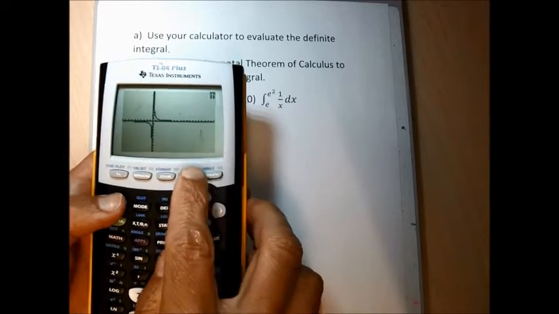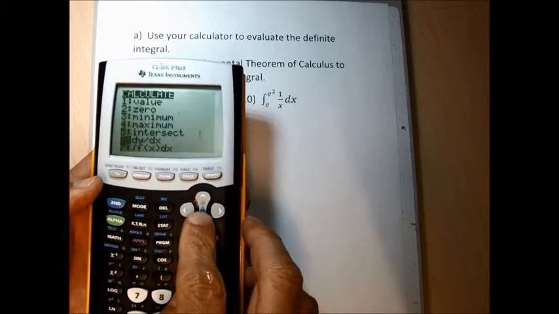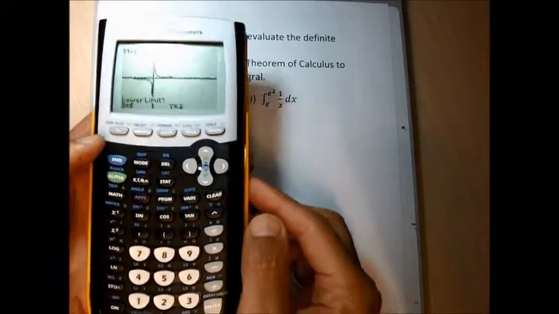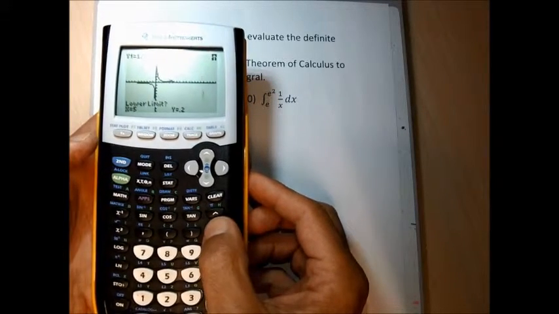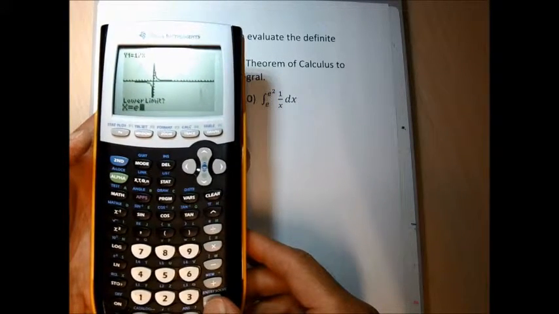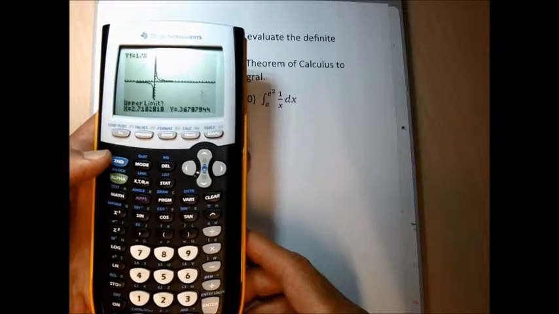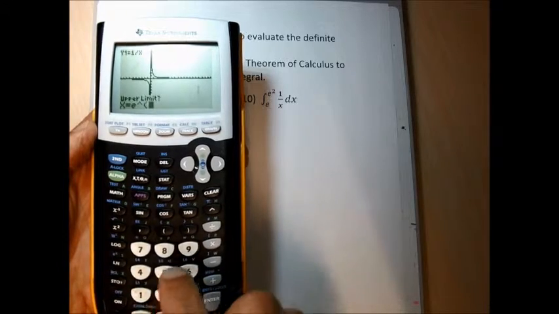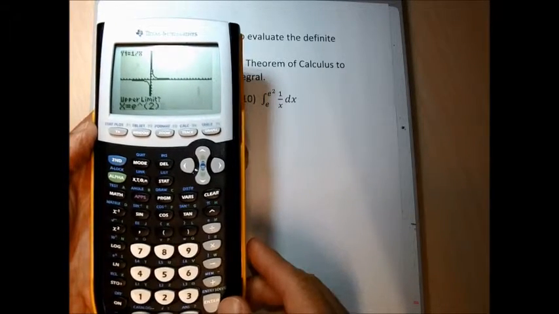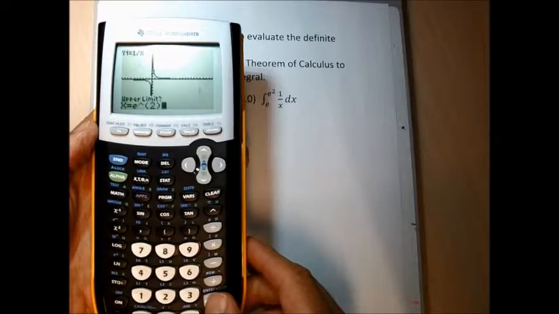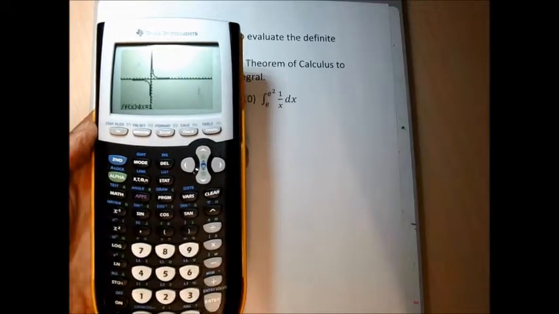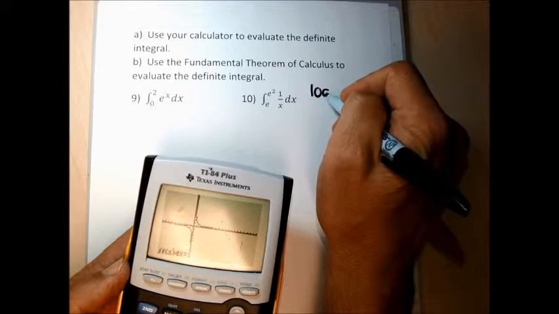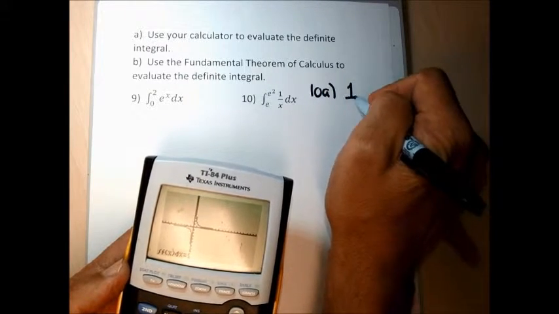So now I'm going to go second calc, go down to option 7. The lower limit is e. To get an e on my calculator by itself, I just hit the second and the divide key, and there's the lower limit of e. And then to get the upper limit of e squared, I go second and ln. When I hit second and ln, it gives me an e and allows me to put an exponent in. And there's the upper limit, and my answer is going to be 1. Wow. So the answer to 10a is shockingly 1.